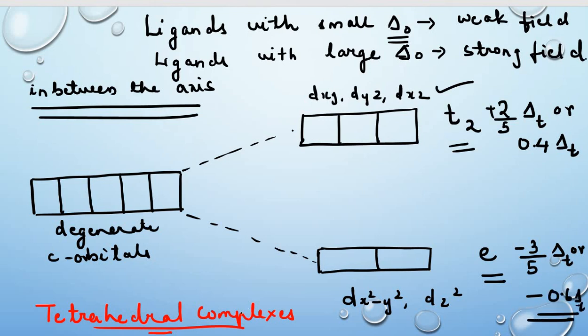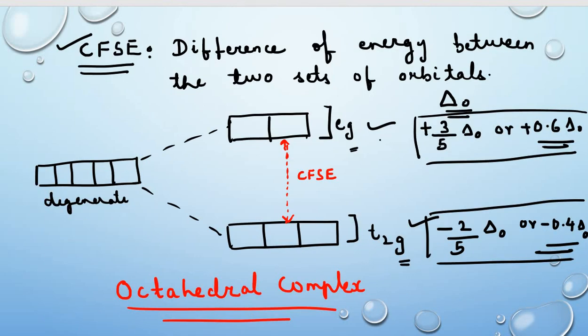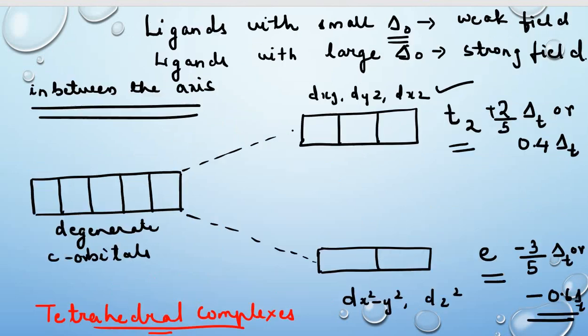So this one is for the tetrahedral complex, whereas the first one is for the octahedral complex, where we are representing it as T2g and Eg, and the energy is represented like this, whereas in the case of a tetrahedral complex, we have reversed it. Instead of T2g and Eg, we are representing it as what? We are representing it as E and T2.